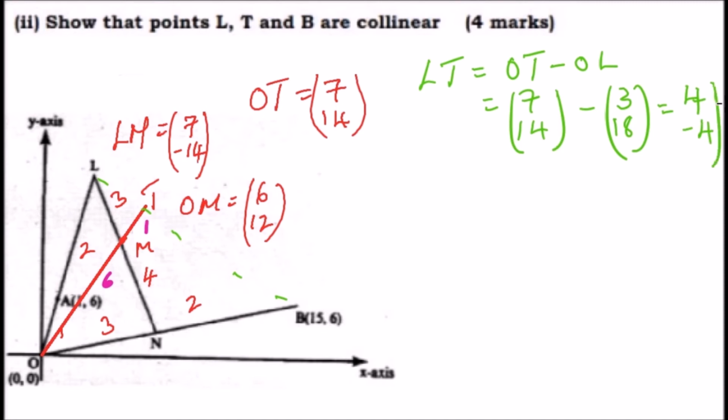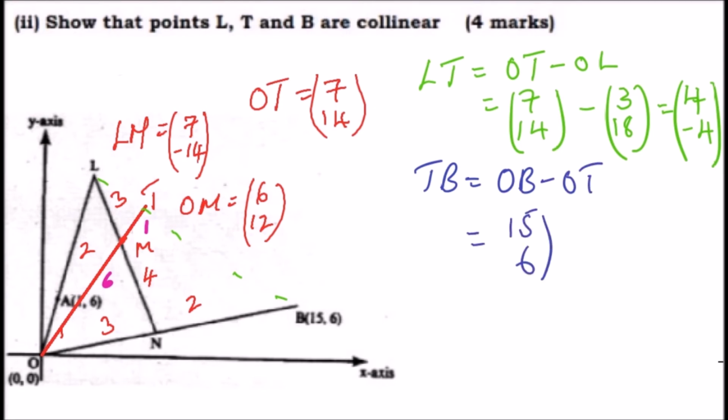So that is LT. Again, we can say TB is the same as minus OT plus OB. So it is OB minus OT, which is equal to (15, 6). That is our OB.